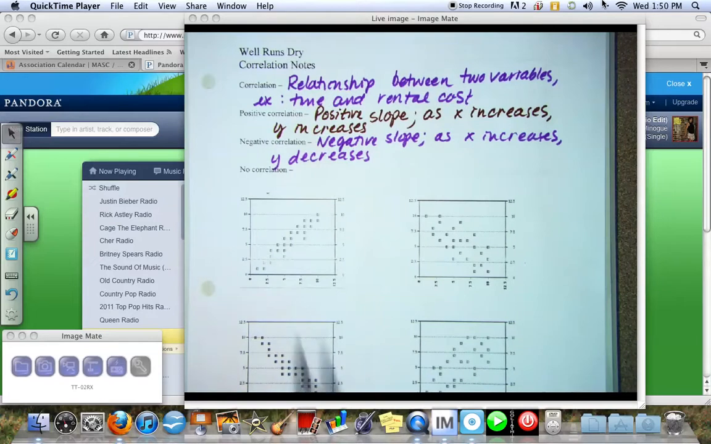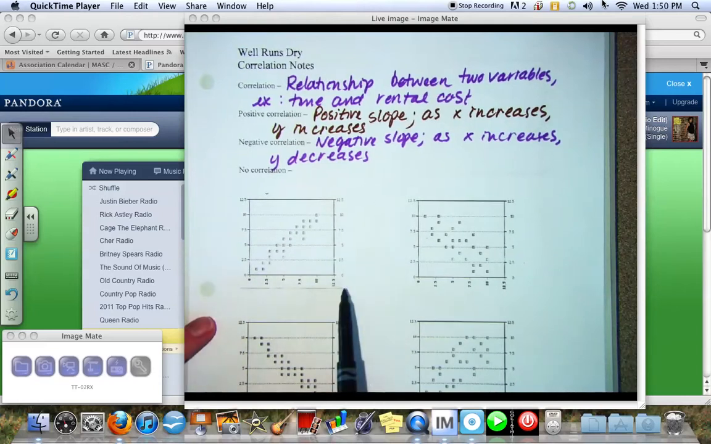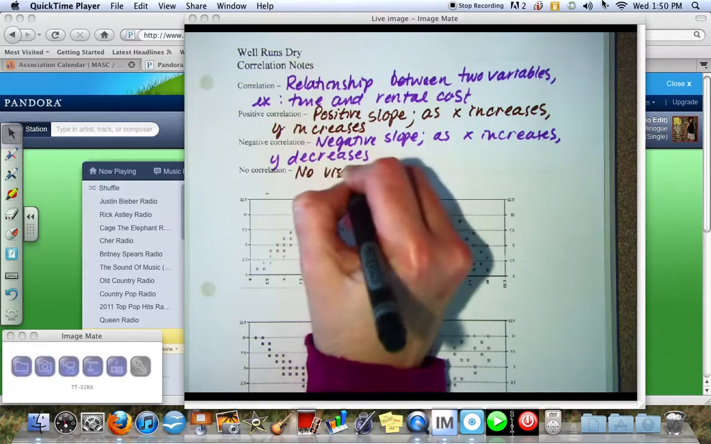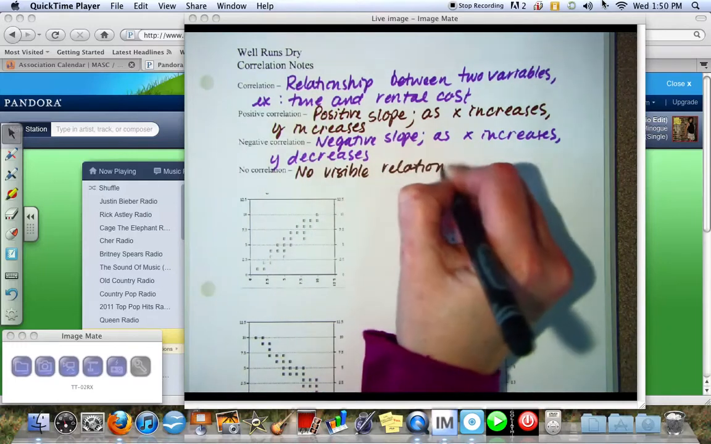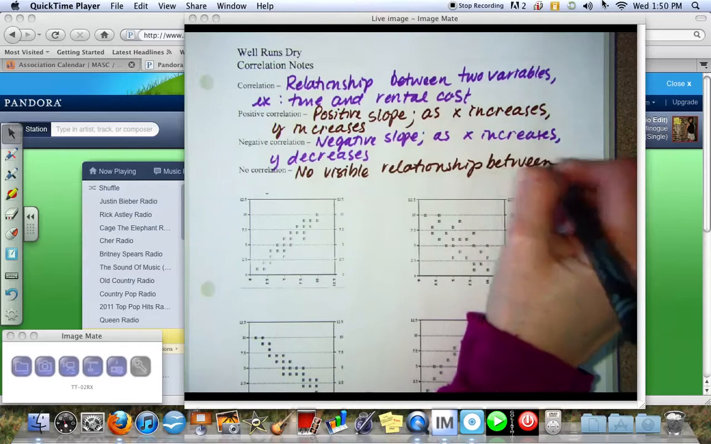But typically we start with x at 0 and go to some larger number. So we notice that as time goes on, x is increasing. No correlation means that there's no visible relationship between the variables.